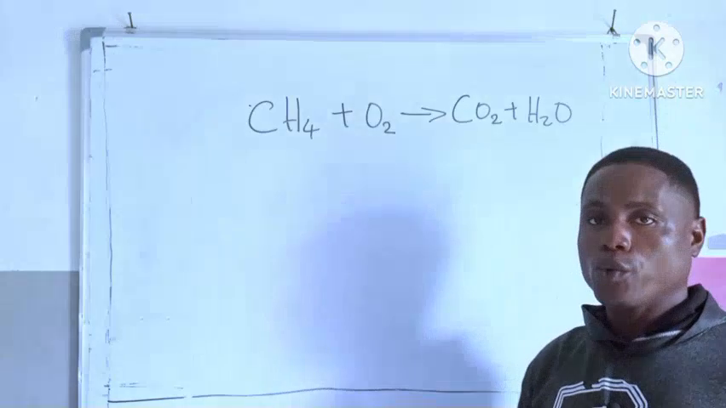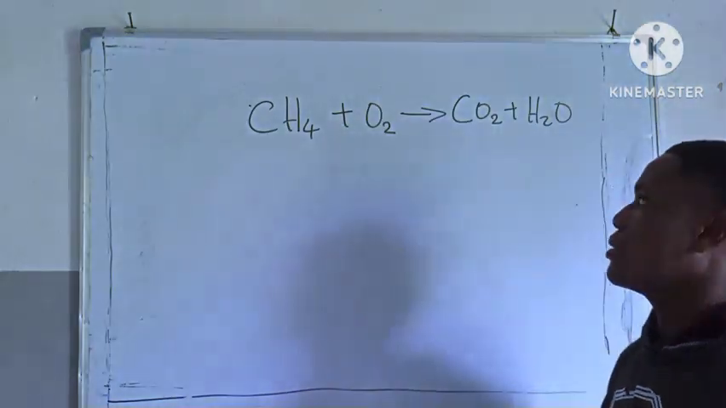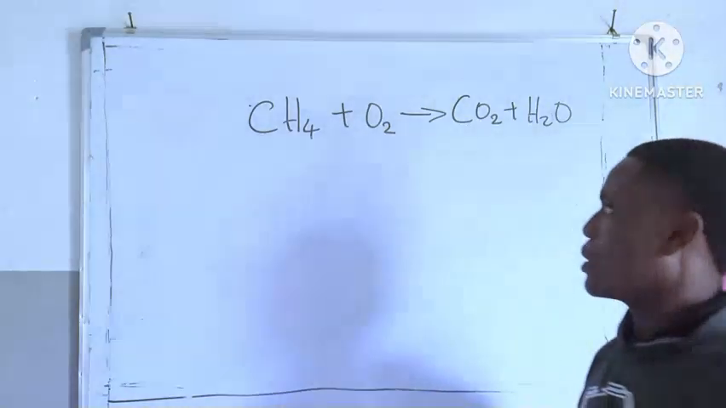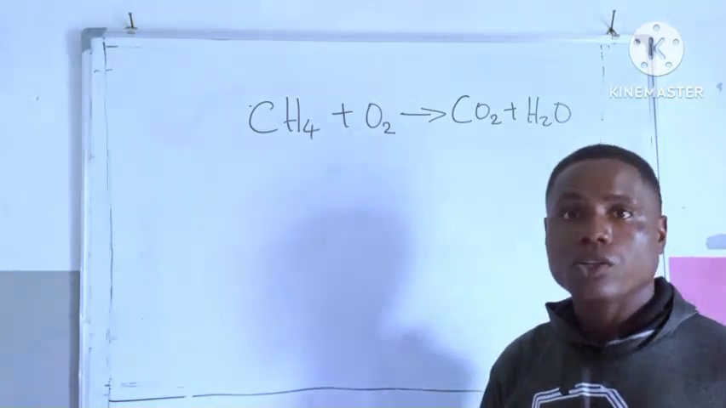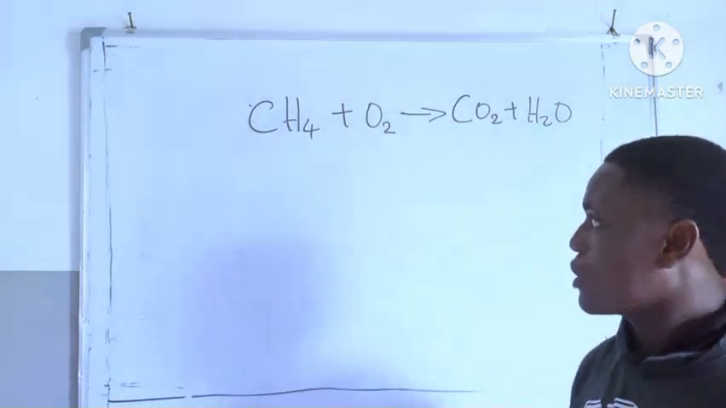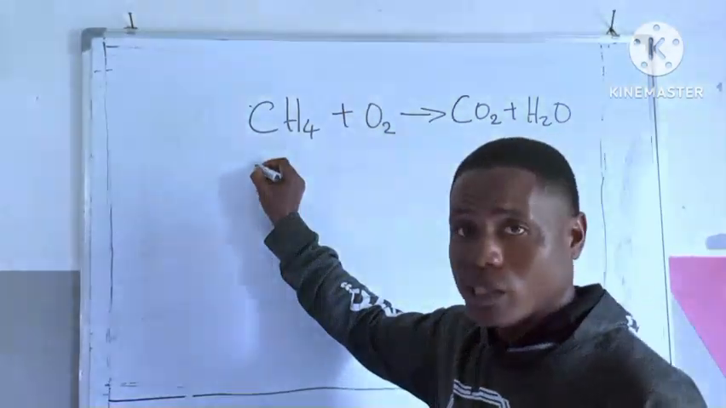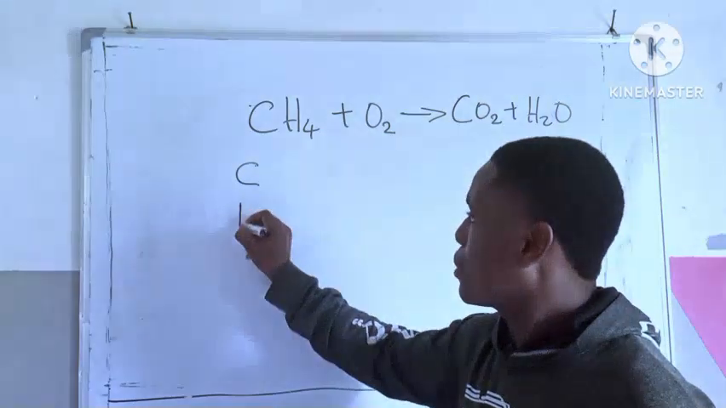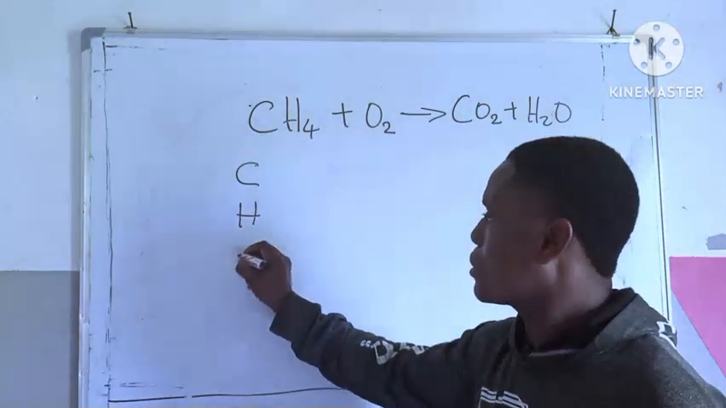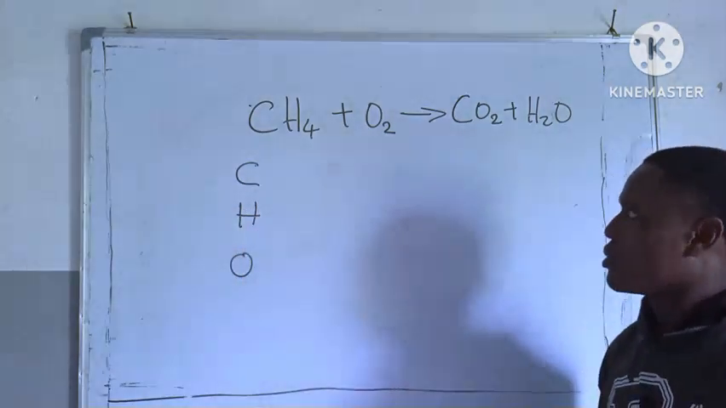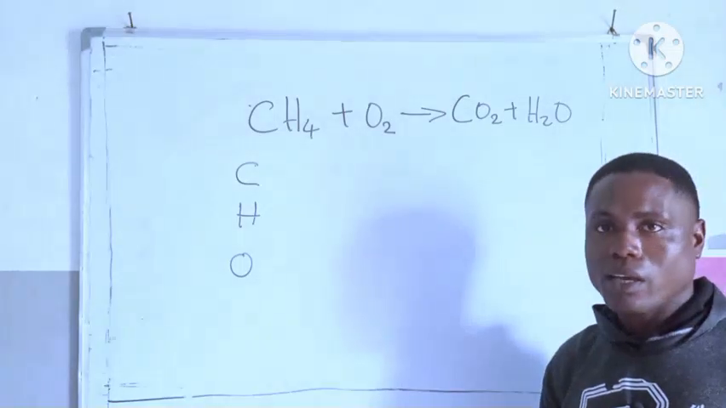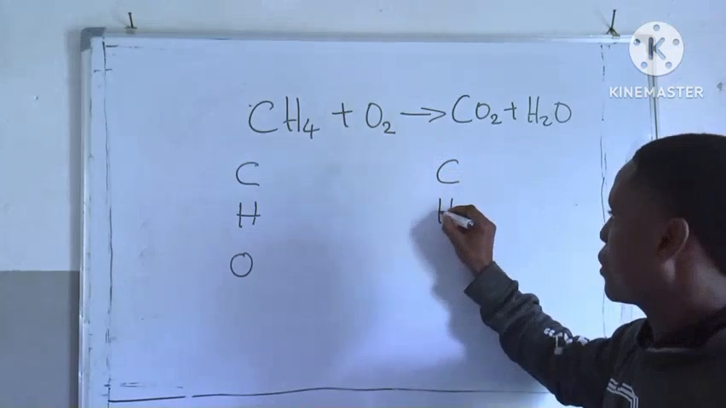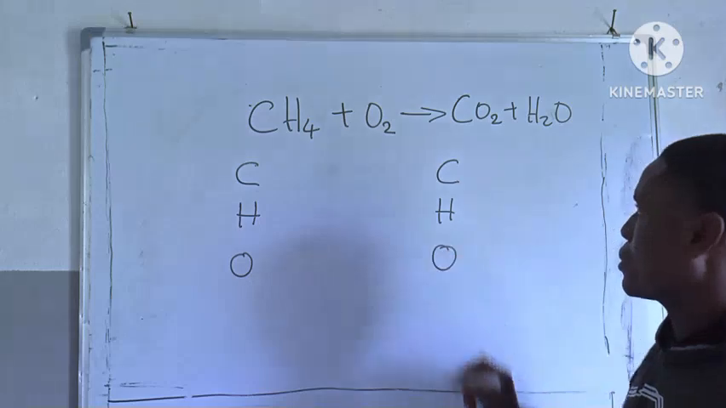Okay, so this is the second equation. Methane reacting with oxygen to give carbon dioxide and water. Now, from the first equation we balanced, you already know what to do, right? So the first thing is to write out all the given elements. So the first element is carbon, the second one is hydrogen, the third one is oxygen. Okay, so we are done with the left side. Let's now come to the right side. The same elements we have: carbon, hydrogen, and oxygen.